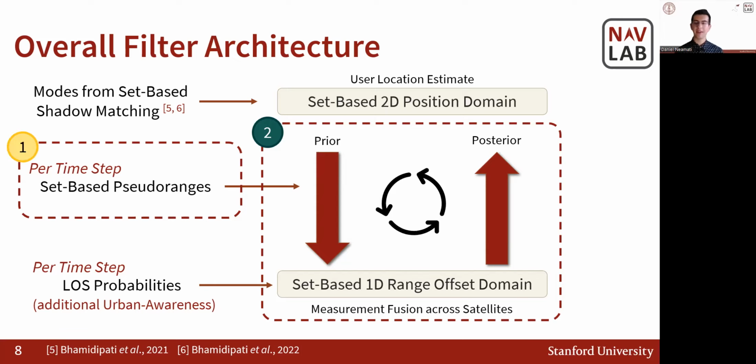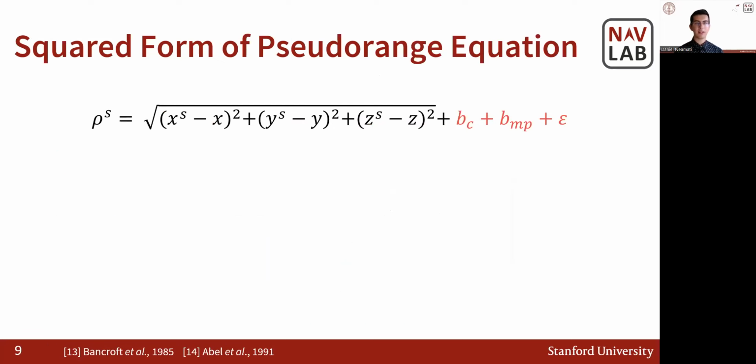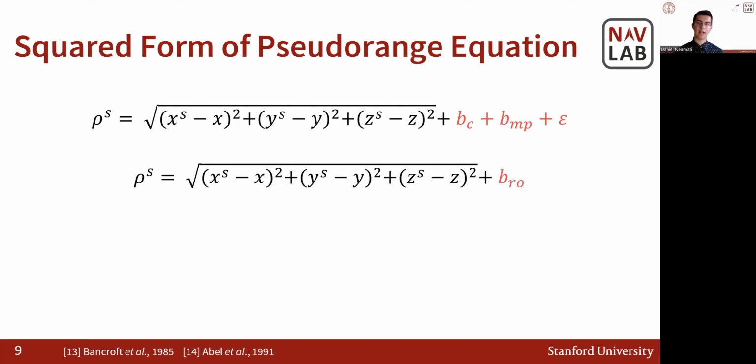So now we're going to go into that first part of the approach, the set-based pseudoranges. So this is our familiar form of the pseudorange equation, where we have the pseudorange on the left, the true range in the middle, and then the additional biases such as clock bias, multipath bias, non-line of sight bias, and additional errors on the right-hand side in red. Now we can merge those additional biases and errors into one term, which we're going to call the bias in the range offset. So this represents the offset between the true range and then the pseudorange.